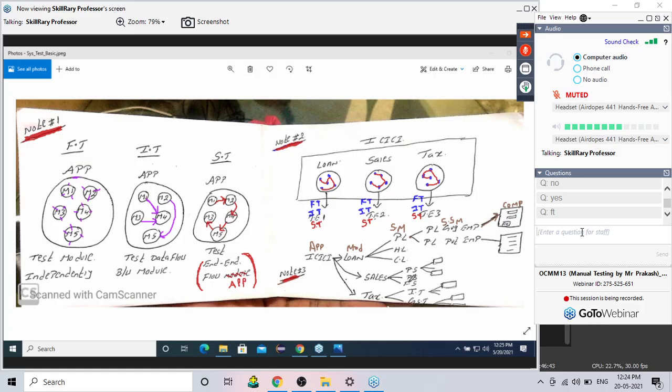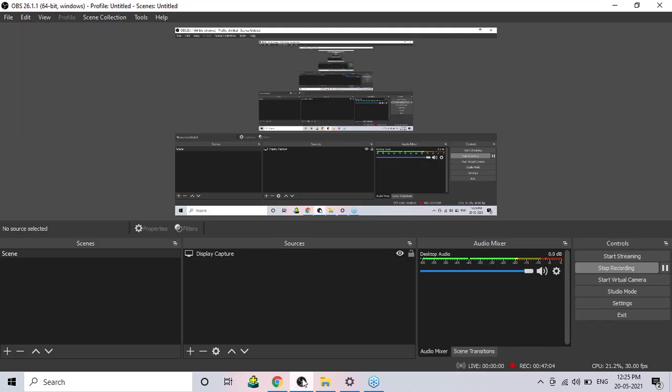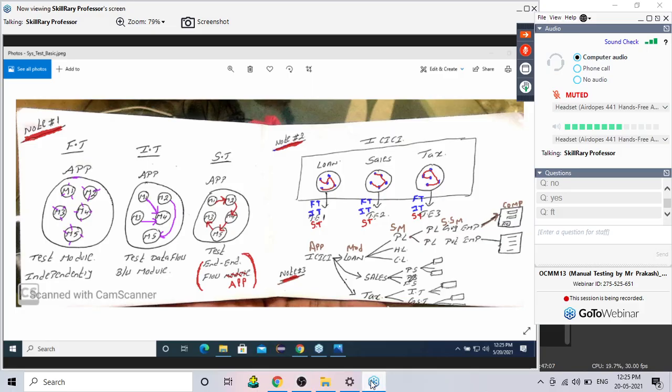See, from this whole diagram, I want you to understand only one thing. Everyone does FT, IT, ST on their respective module. That's the main intention of this diagram. And the second main intention is the customer is not a fool to enter positive, negative, blank, all this nonsense. Mainly he uses end-to-end flow only. That is the second intention. Right, guys, take 2 minutes, no problem.